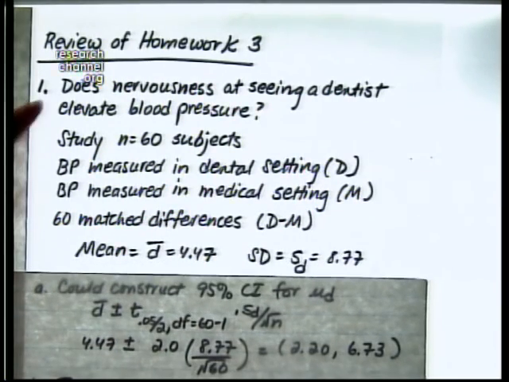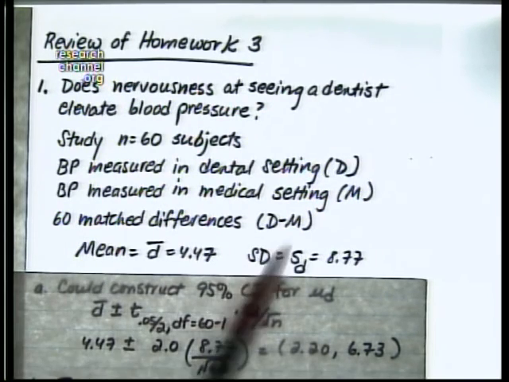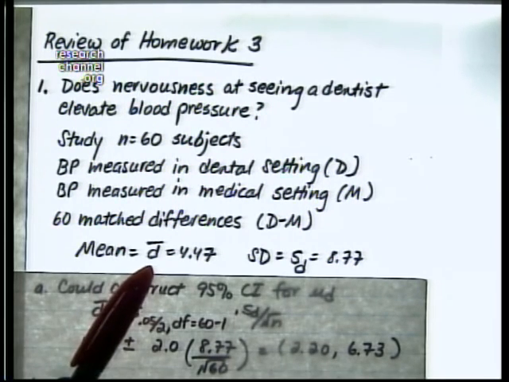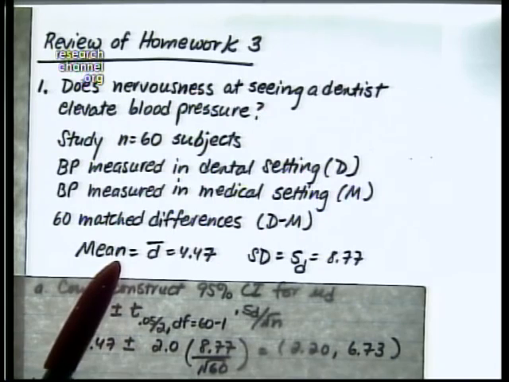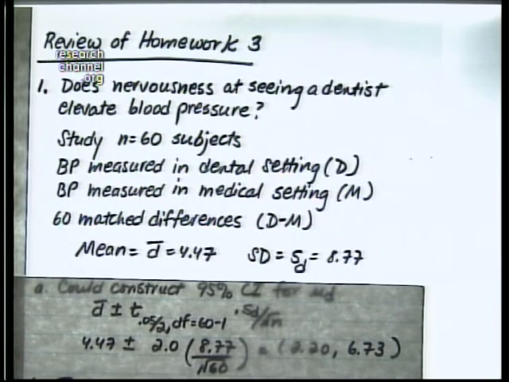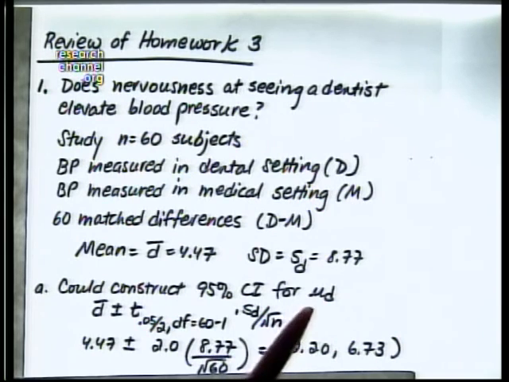So the data that we were supplied with is that the mean difference, so each of these differences were calculated, and then the average of those differences is the mean difference, was 4.47 millimeters of mercury. And the standard deviation of the differences, so the variability in those differences, was derived as 8.77. So we could construct a 95% confidence interval for the true mean difference in the population of all individuals who may have their blood pressures measured in both a dental and medical situation.